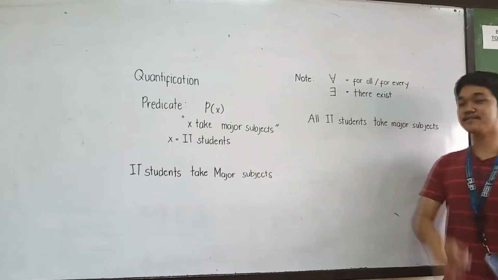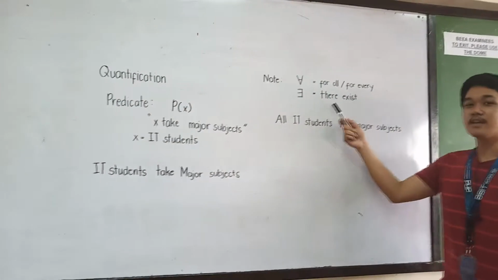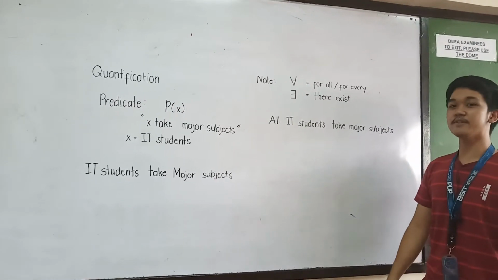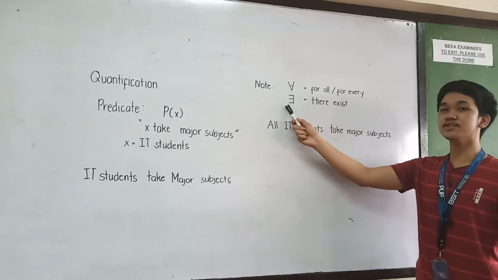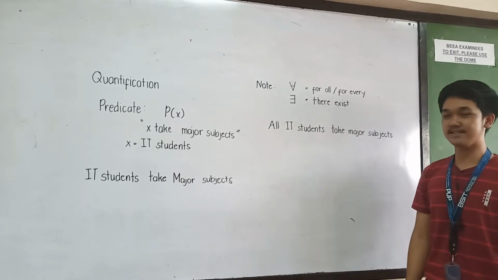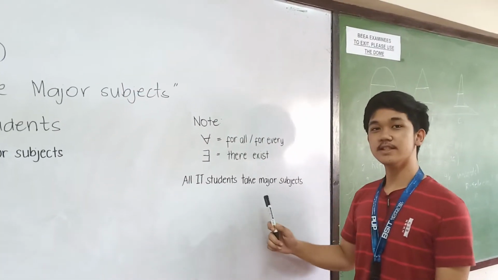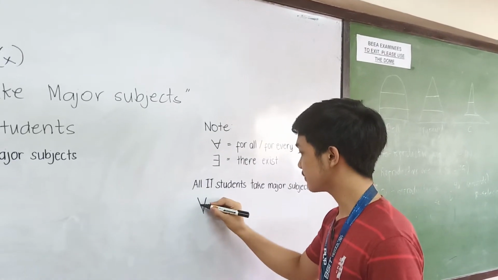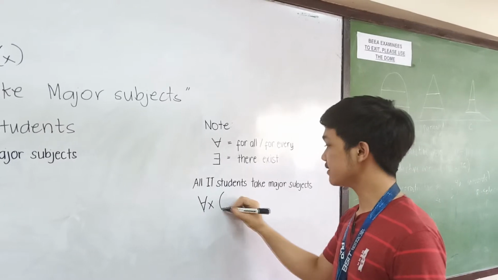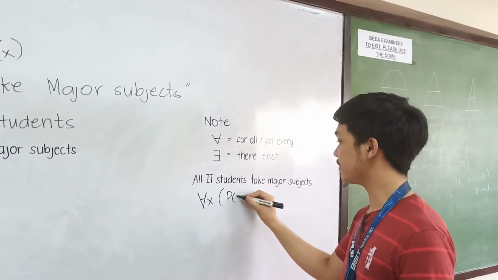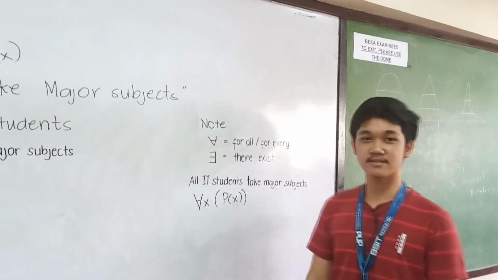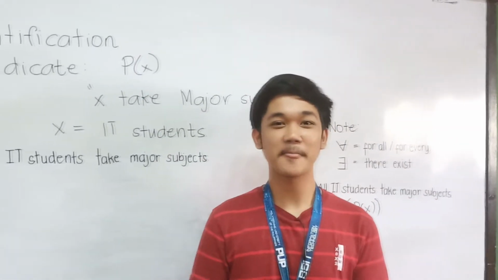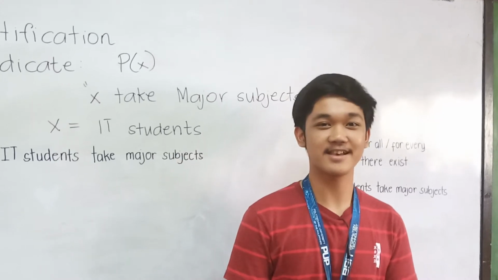Now, what if we use quantification? Universal quantifier is denoted as "for all" or "for every," while existential quantifier stands for "there exists." If we are to convert this with quantifiers, this will be for all x, such that x is an IT student and x takes major subjects. Now, what if we use nested quantifiers? Let's go on to take the topic at hand.